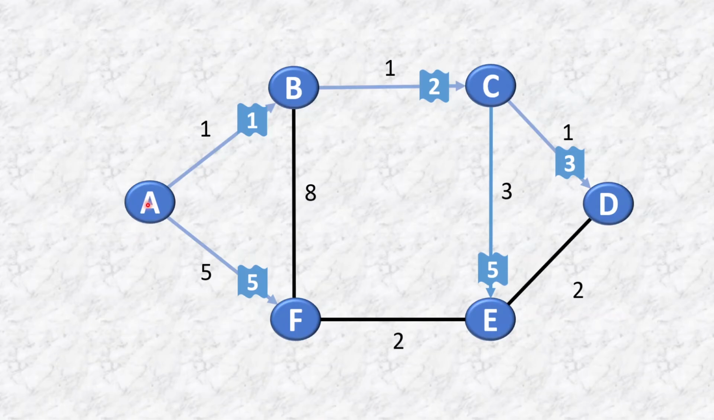The path from A to B is that path at a cost of 1. The path from A to C is that one at a cost of 2. The path from A to D is that one at a cost of 3. The path from A to E is that one at a cost of 5. And the path from A to F is that one at a cost of 5.